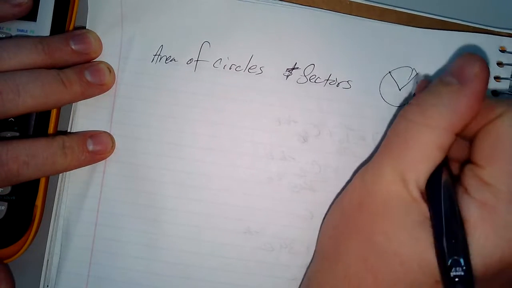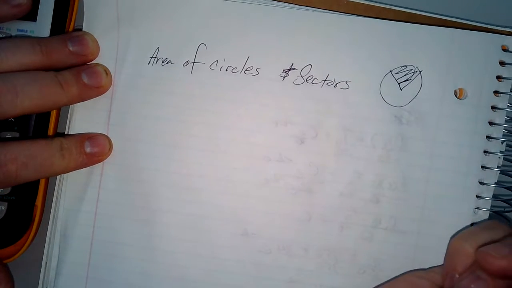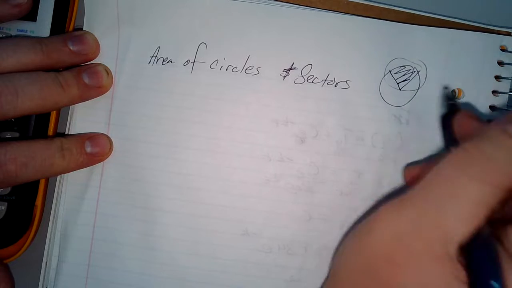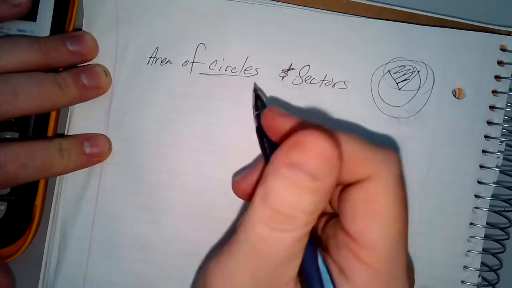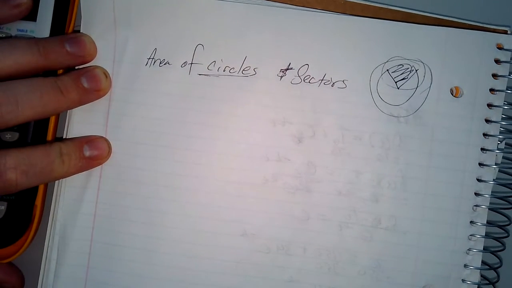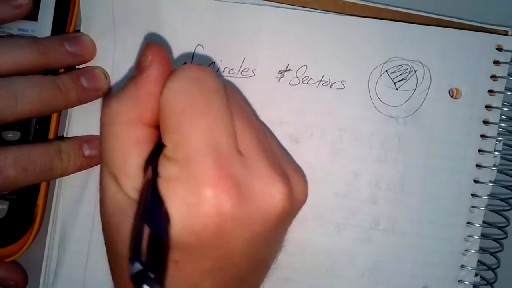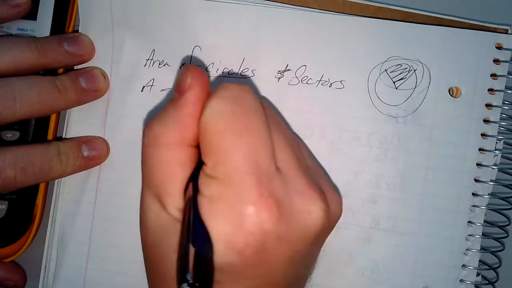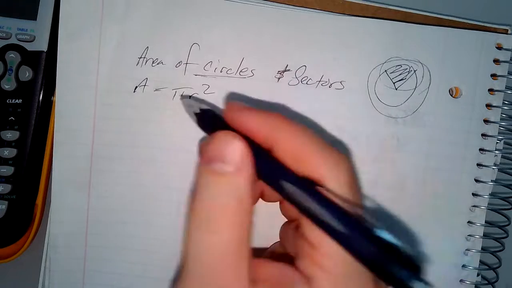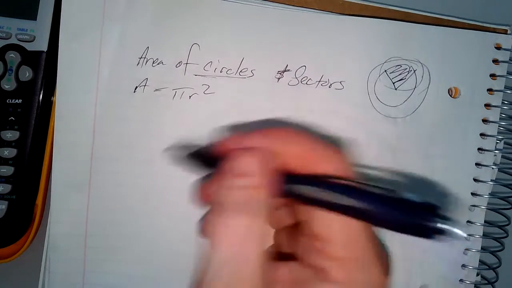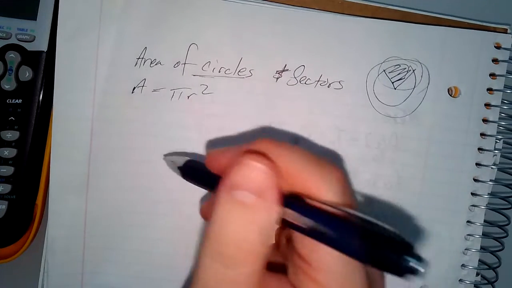So, like, that shaded part would be a sector. We need to find that portion of the full circle, right? And the area of a circle, you know it, I know it, you love it, I love it. Area of a circle is equal to pi r squared. So if you have the diameter, you need to divide it by 2 to find the radius, square it, multiply it times pi, and you get the area.